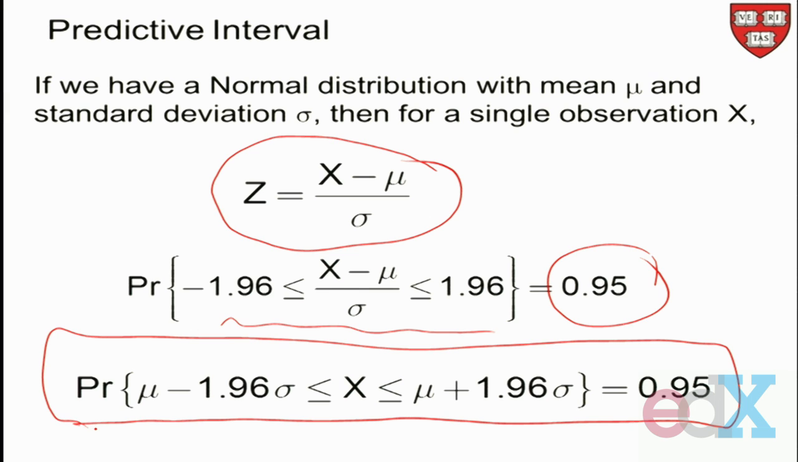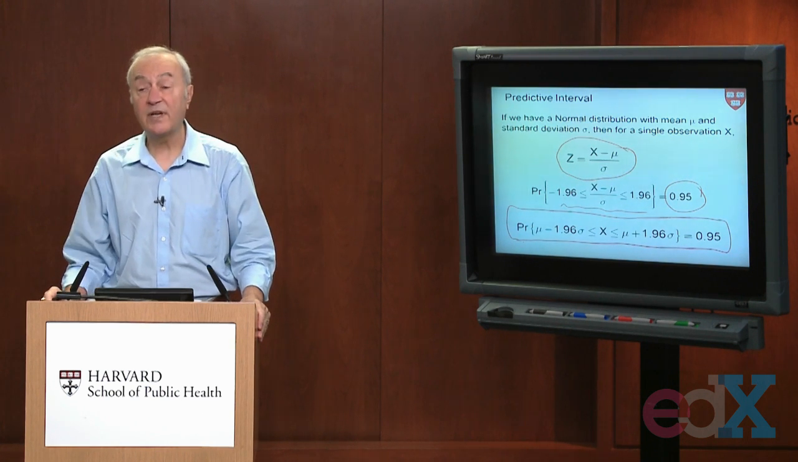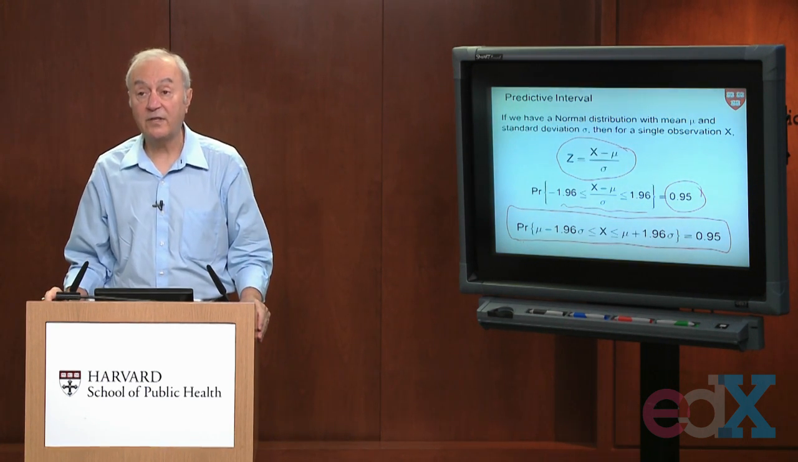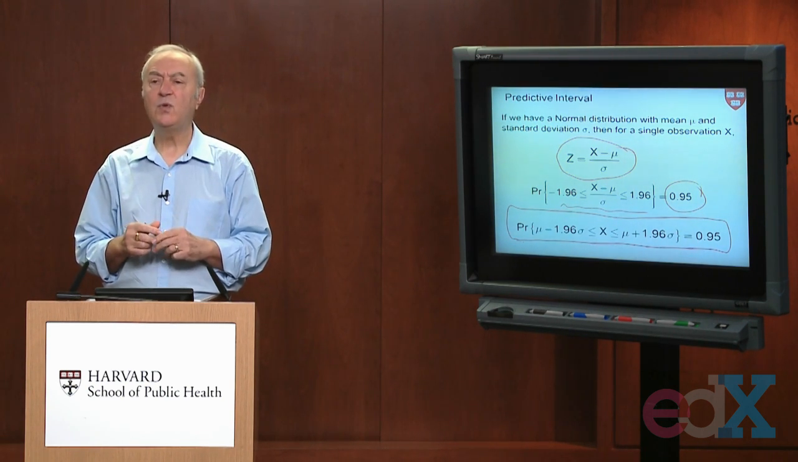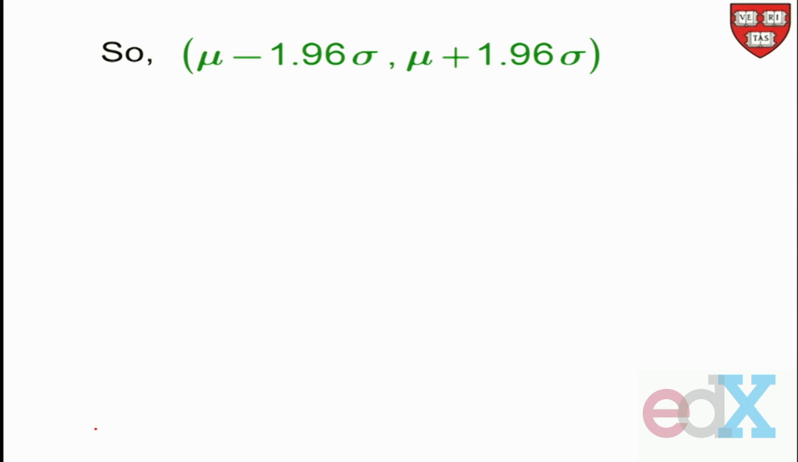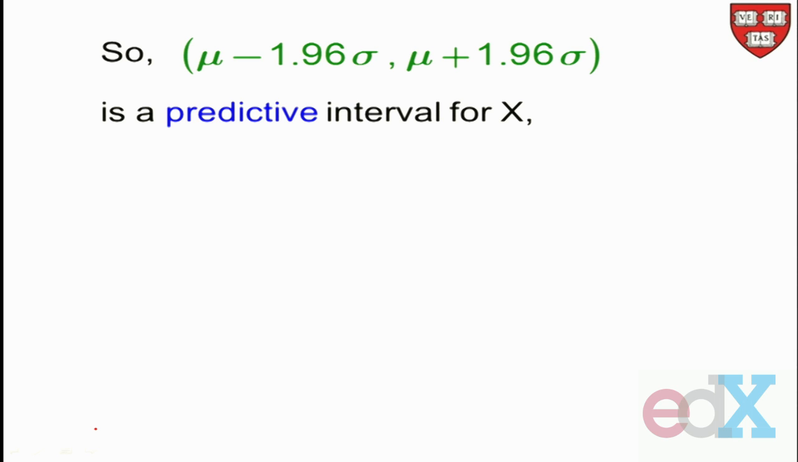This is called a predictive interval. Before we take the value of our variable x, whatever it is, we can predict that 95% of the time we do that, we're going to get a value that's within, say, 2 standard deviations of the mean. That's predictive. Before we actually see anything, we can predict that. There it is. So now, this is a predictive interval for x.